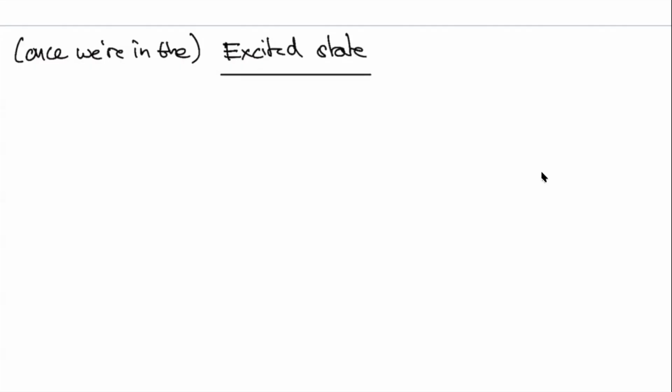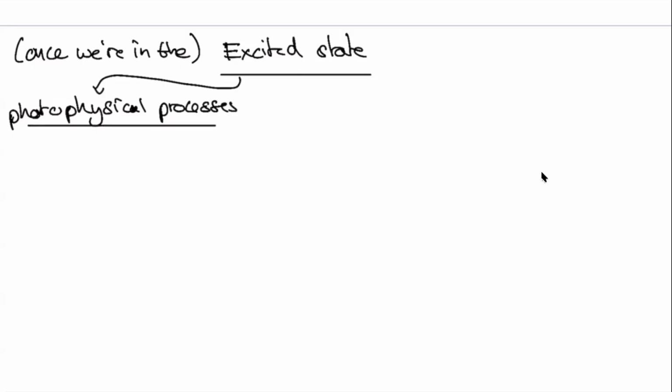So let's say once we are in the excited state, we can have a range of photophysical processes. We can split them up into different sections. One is radiative processes, and the other is non-radiative processes. So I'm going to call this one radiative.